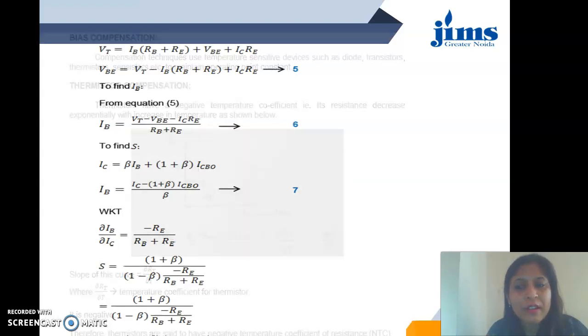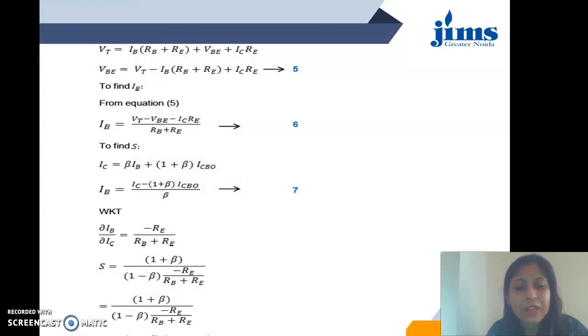So from this S factor, we can conclude that the beta factor comes in denominator and it gets cancelled out. So relatively the value of S is closely 1 or very small. So therefore this brings us the best stabilization or best stability of the Q point.